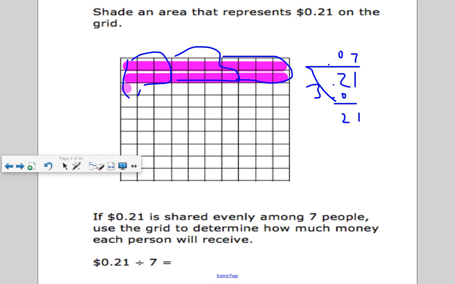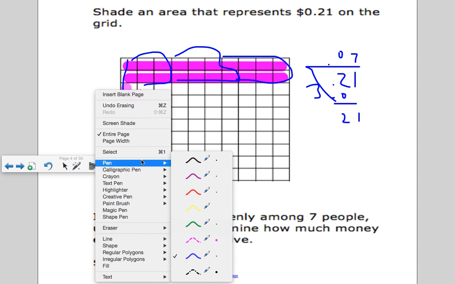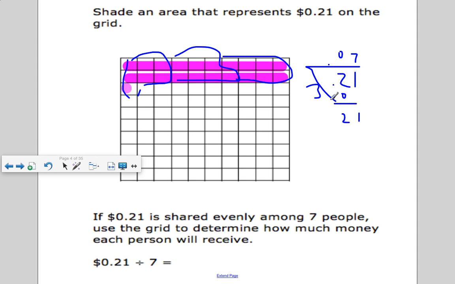It said 21 cents is shared evenly among 7 people. So if I had 21 cents and I had to share it evenly among 3 people, the answer would be 7 cents. So taking from that, using fact families, I think the answer will be 3.